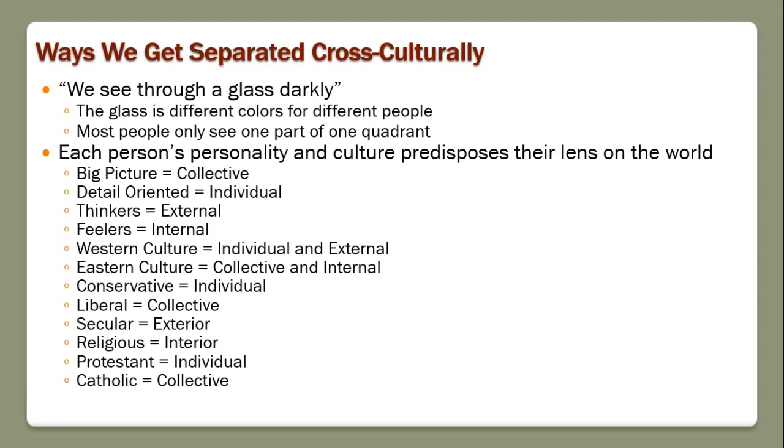Even our training is basically divided into these quadrants. But also our personality types kind of bias us towards a quadrant. So our culture will bias us to a quadrant. So if you are a big picture person, in your Myers-Briggs, you're going to tend a little more to the collective. Detail-oriented, you're going to tend a little more to the individual. That doesn't mean that everyone who has that personality is going to go that way.